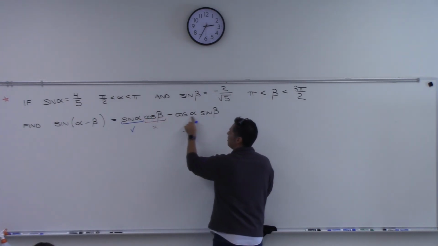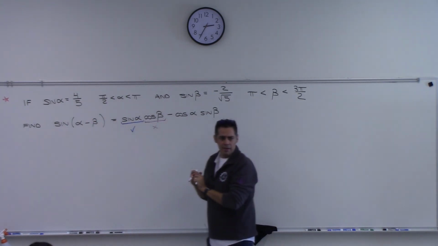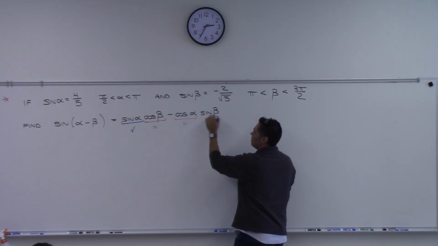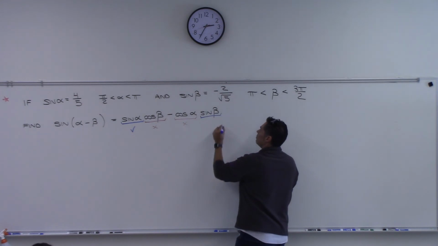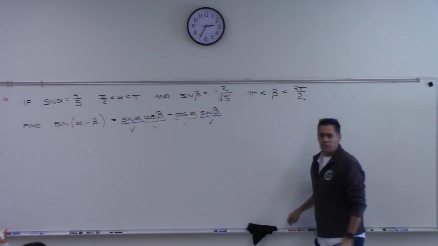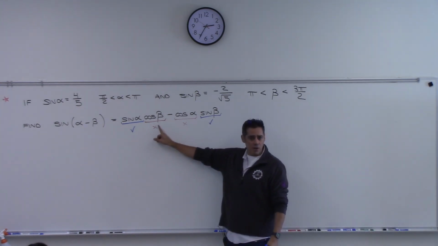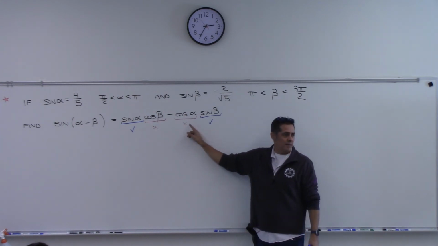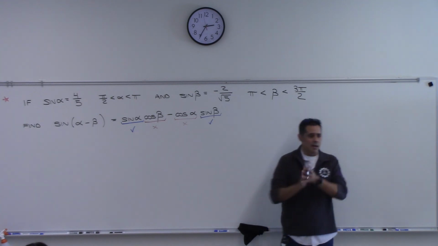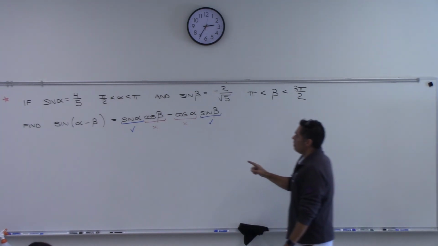Do I know what cosine of alpha is? No, I only know what sine of alpha is, right? So I don't know this. Do I know what sine of beta is? -2 over root 5, so I know that, right? So look, when you look at this formula, in order for me to answer this question, I just need to figure out what cosine of beta is and what cosine of alpha is, right? If I could figure out what those two things are, I could just fill in the formula and I would have an answer. Agreed?